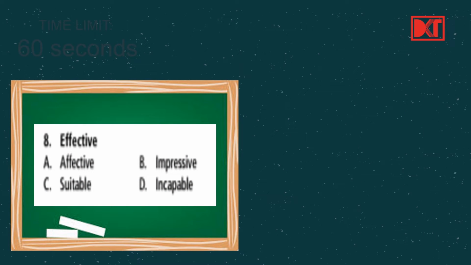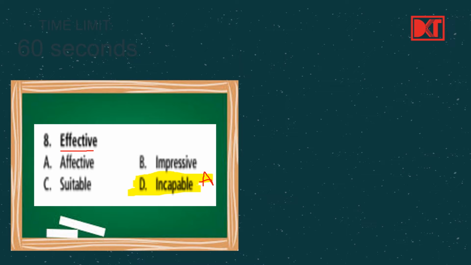Okay, so the next word is effective. The options here are A. Affective, B. Impressive, C. Suitable, D. Incapable. Now here the antonym of effective is D. Incapable. Right, incapable means not being capable, not being able to do something. So this is the antonym.